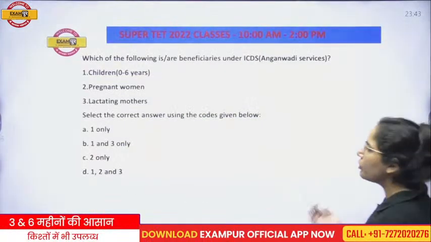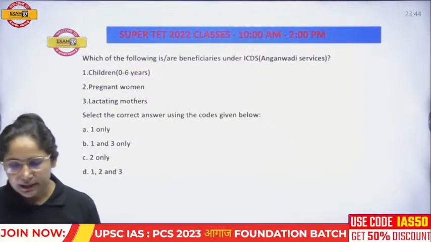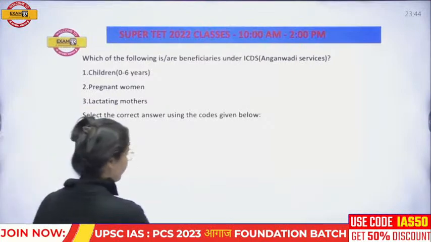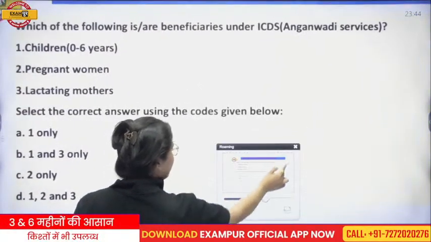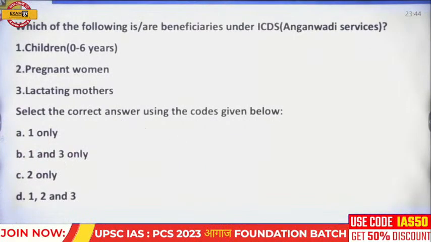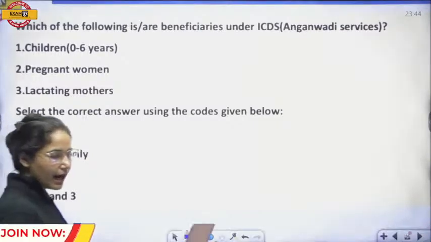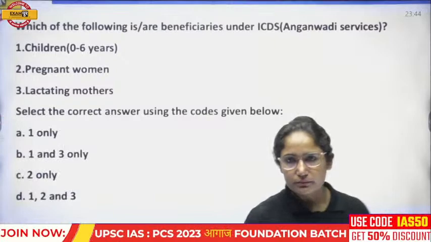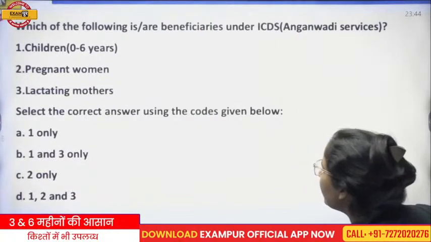And what kind of question could be formed out of this segment? Which of the following are the beneficiary? So, which of the following are beneficiary under ICDS? Anganwadi is the source to spread the services, and this kind of question could be asked from the ICDS, Integrated Child Development Program. So this question has been asked.